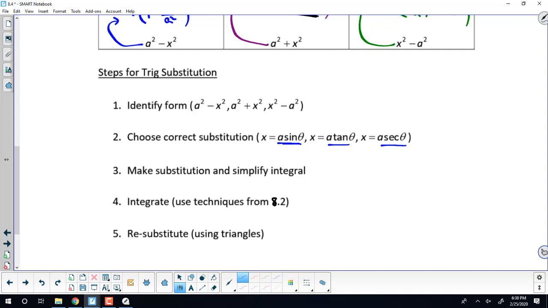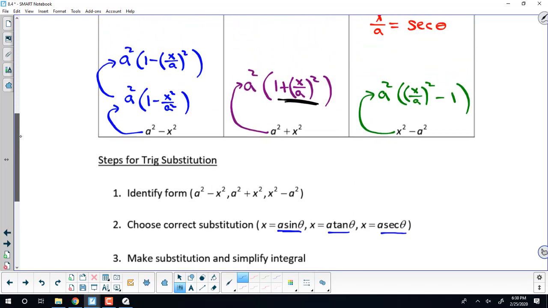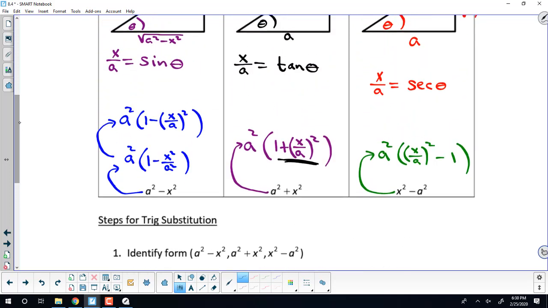Integrate using techniques from 8.2 and 8.3. A lot of those integrals from 8.3 show up as well, like antiderivative of tangent, whatever. So the only difference we're making is pretty much in step 2, in how we choose to identify the substitution, and this is what we have up here. So step 2.